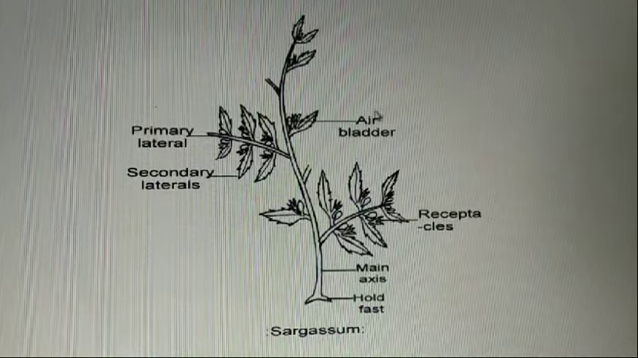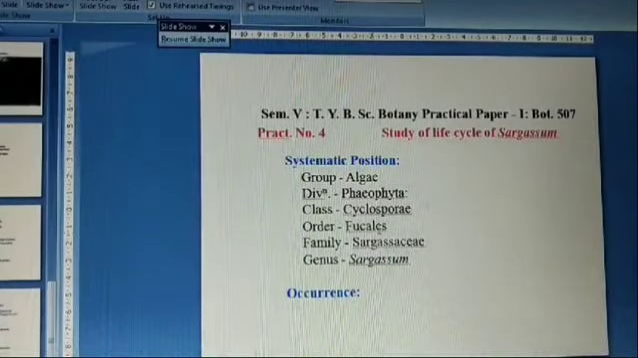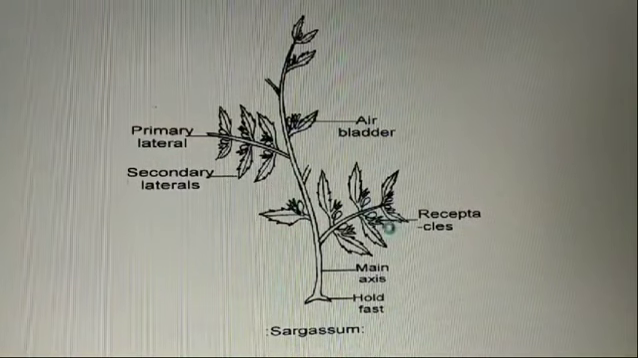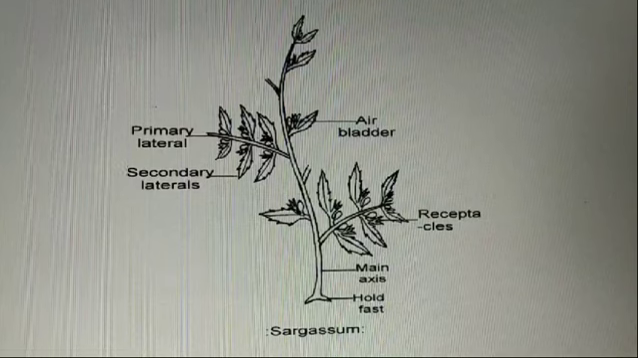From the axil of leaf arise the receptacles and air bladders. The receptacles are branched, fertile, and finger-like. They contain male and female conceptacles. From the axil of leaves also arise the air bladders. Air bladders are stalked, rounded. They contain various gases such as carbon dioxide, oxygen, nitrogen, etc. Air bladders give buoyancy to the plant.